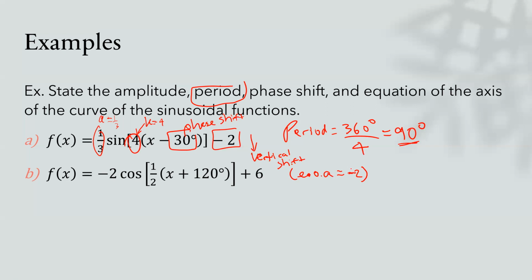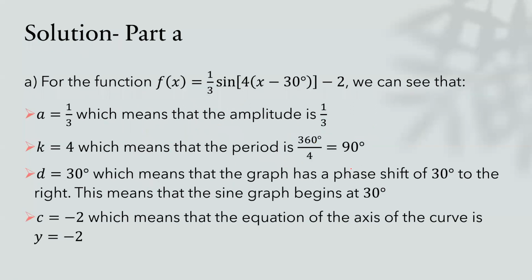So again, just looking at the a, k, d, and c values, we can actually identify a lot of different properties of the sinusoidal function. So again, going through it here, 1/3 means the amplitude is 1/3. The k, we already said, helps us to find the period, which is 90 degrees. D tells us that the phase shift is 30 degrees, which means that our sine graph begins at 30 degrees. And a c value of -2 just means that the equation of the axis of the curve is -2.